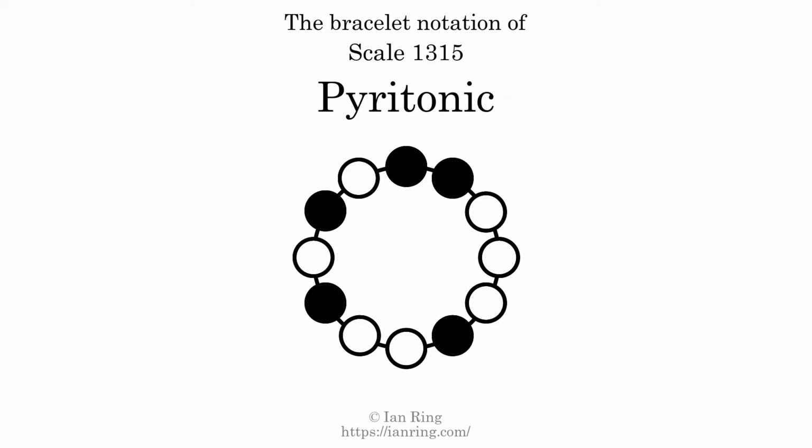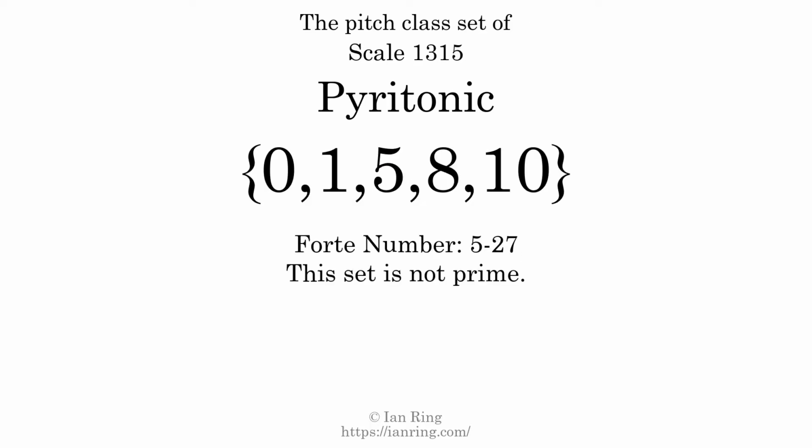This is a bracelet notation diagram of scale 1315. The shaded circles represent tones that appear in the scale, and they are read clockwise, starting at the top. The pitch class set for this scale is 0, 1, 5, 8, 10. The forte class is 5-27. This set is not prime.